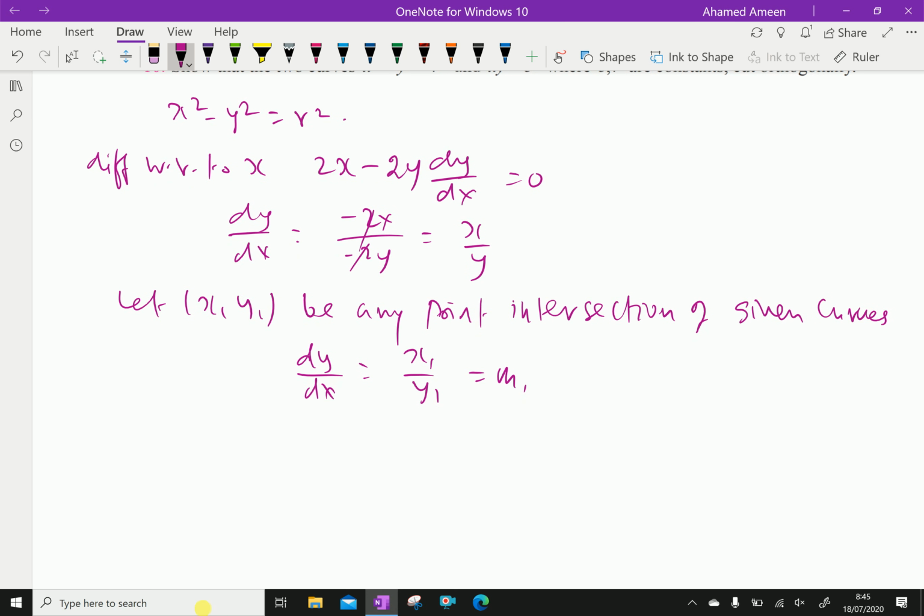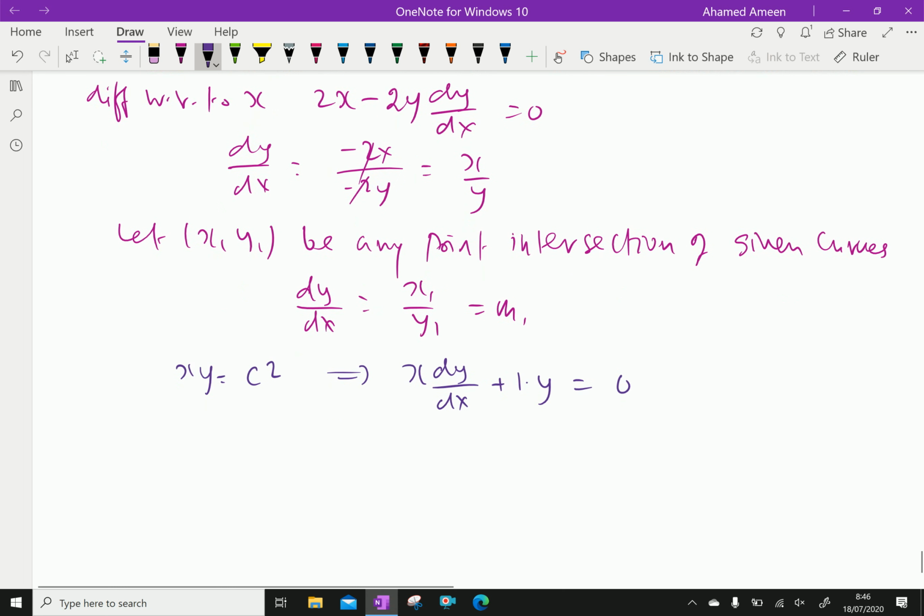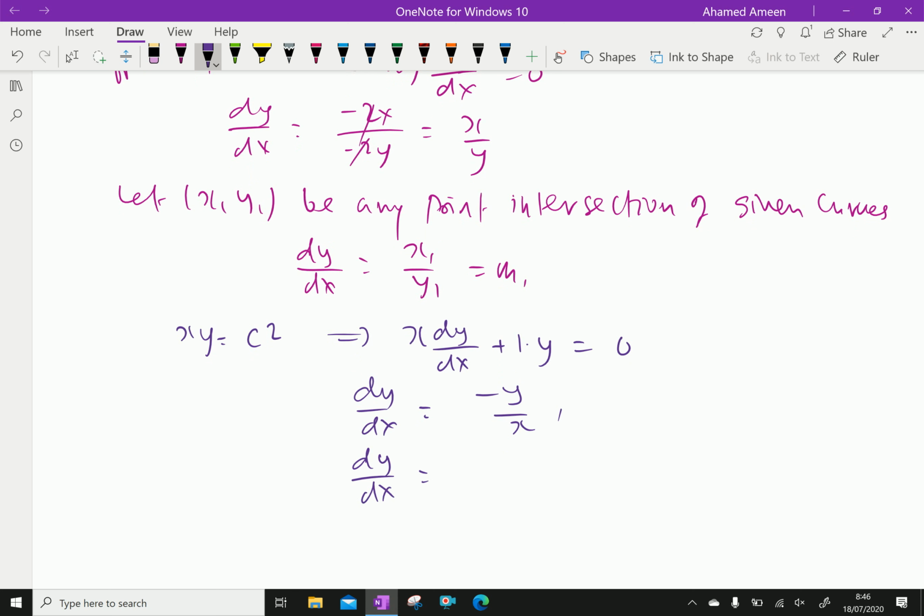Then the second curve is xy equal c square, where c is a constant here. Differentiate with respect to x, we have u dy by dx plus the differentiation of the first one, then y equal 0, because differentiation of a constant is 0. Therefore, dy by dx equal minus y over x at the point x1, y1. Therefore, dy by dx equal to minus y1 by x1. This is m2.